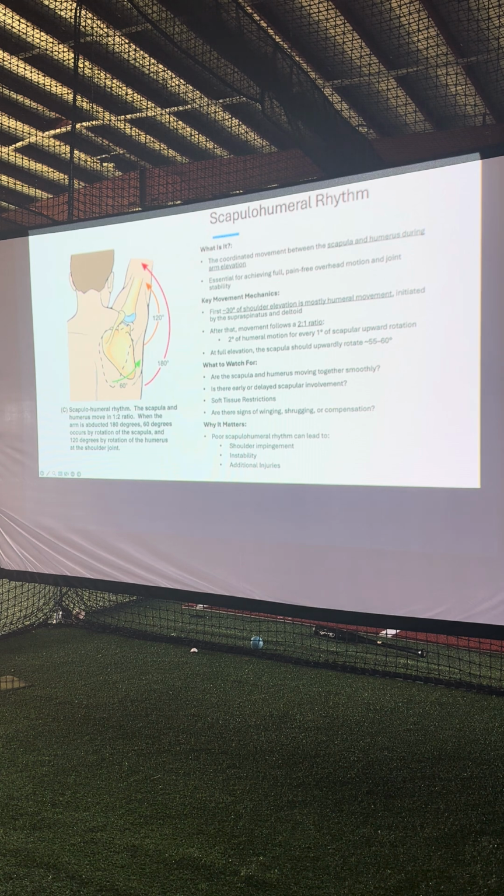I think this paints a perfect picture of moving up overhead, what 180 looks like. This is 60, this is 120. What we're watching for are the scapula and the humerus moving together smoothly. Are there delays in movement? We've seen where the arm keeps going but the scap doesn't. Is this a soft tissue restriction? Are there any signs of winging, struggling, compensation?